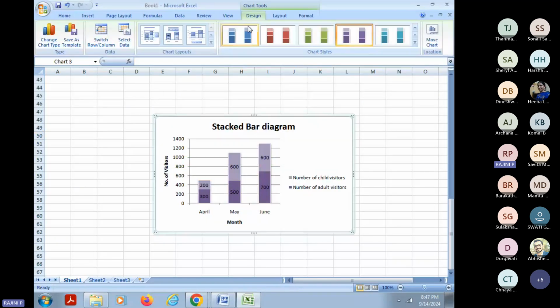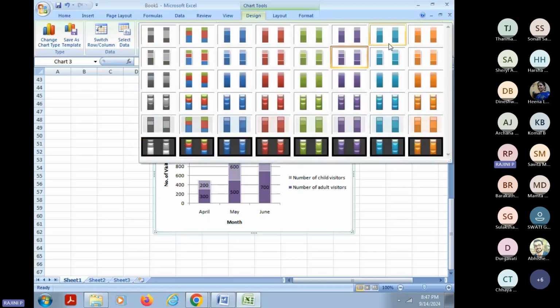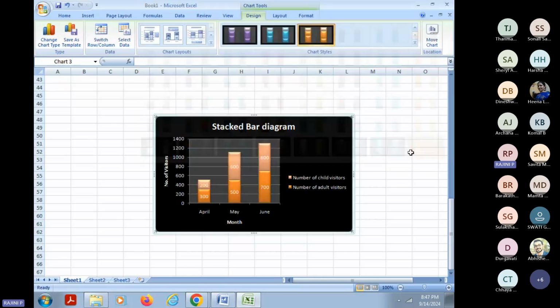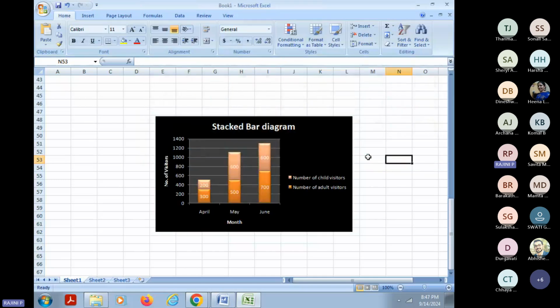For that, you just go to the chart tools, design, you will understand, you can see so many colors and so many combinations. Whatever you want to use, you can apply. Okay, so is it clear? Designing is also clear, everyone. The background, whatever you want to set, you can set it.